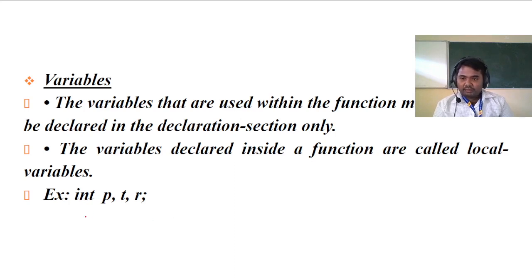An example for the declaration of a variable is data type followed by the variable. Here the data type is integer, and there are three variables defined in the same line: p, t, r. All these three variables have the data type integer. So in a single line, I can define a single variable or multiple variables.